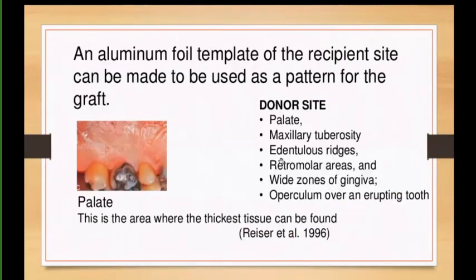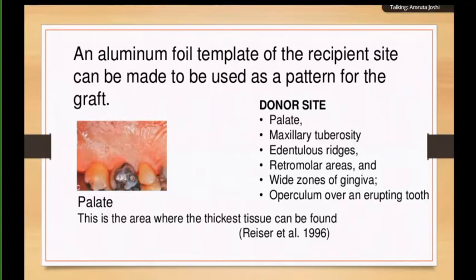Then what you will do now, you will go to the donor site. We have to increase the attached gingiva. We have to increase the gingival tissue. You will have to take that tissue from somewhere. You cannot just get it from outside. From the patient only, you will have to take it from somewhere. So from where will you take? You will take from the palate. So palate is the best site. Other than palate, maxillary tuberosity, edentulous ridges, retromolar areas, and wide zones of gingiva can also be used.